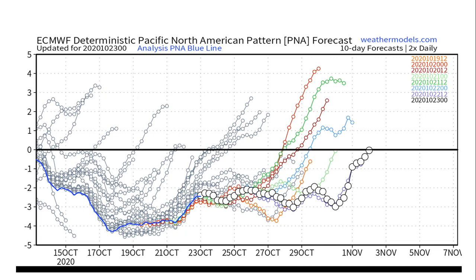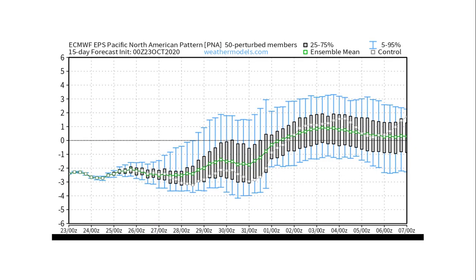So let's take a look at the model runs for the Pacific North American pattern. You'll notice it's fairly negative here in late October, and it stays negative pretty much until the first few days of, if you follow those white dots, the first few days in November it actually trends back towards neutral, towards that zero line. The European EPS, PNA, 50 perturbed members, 15-day forecast. Again, starting off with a negative phase of the PNA, eventually becoming neutral around the 1st of November, and then actually going slightly positive according to this model run, slightly positive above the zero line as we head into the first few days of November.